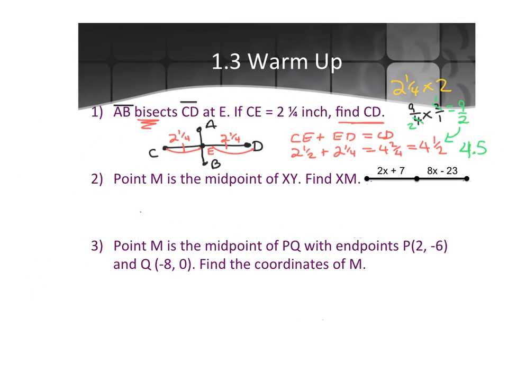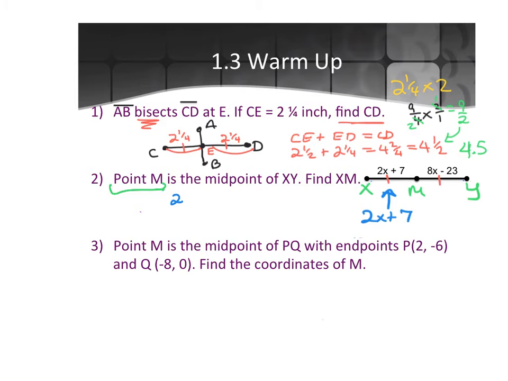For the next one, it's telling us that point M is the midpoint. So that immediately tells me that over here, this is M, and it says it's the midpoint of XY. So that tells me that XM is congruent to MY. I will need this information to find the value of x. Once I find the value of x, then I can plug it back in and substitute it for x in the expression 2x plus 7 to get the length of XM. So I'm going to go ahead and solve for x.